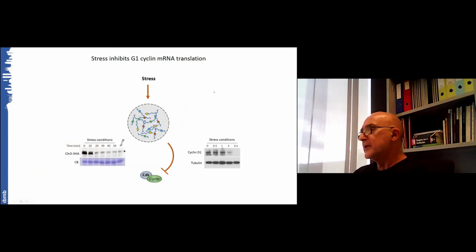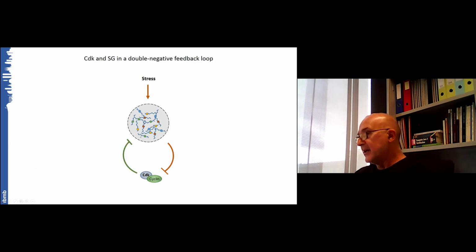But we also wondered about the dual role of the stress granules in inhibiting translation of the cyclin, on the one hand, and having the CDK playing a negative role in the stress granule formation, on the other. We wondered whether this double negative feedback could give stress granules the property of being a bistable system.